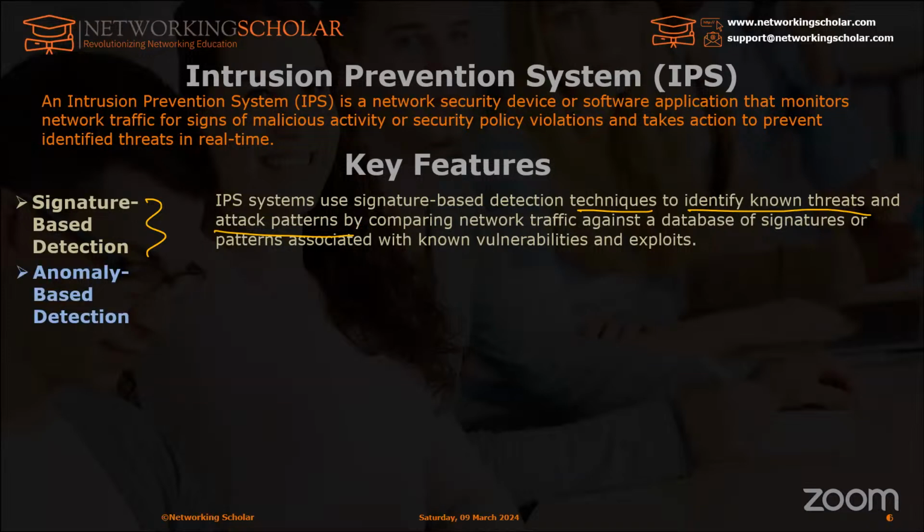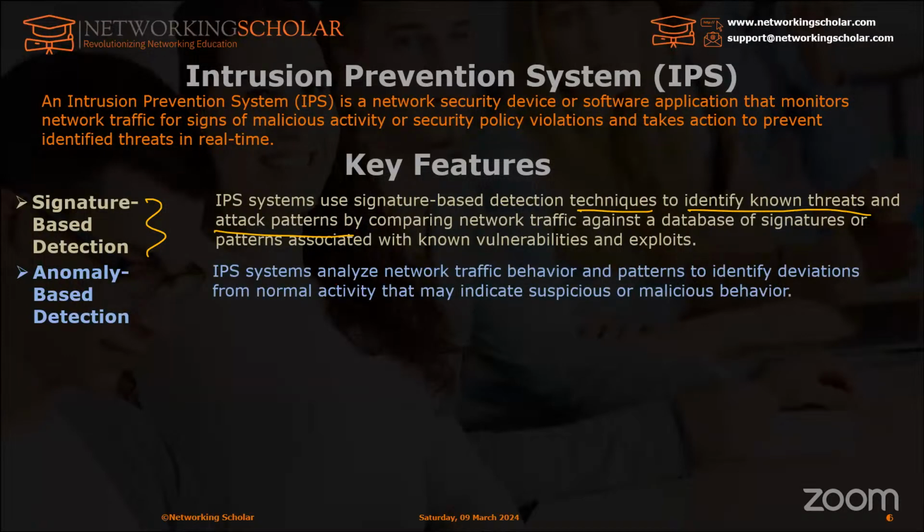Then anomaly based detection. Suppose the IPS system analyzes network traffic behavior and patterns to identify deviation from normal activity that indicates it is suspicious or malicious. Suppose you have installed an application, or you have a file, and suddenly it is trying to run a command prompt or some program, then it will check, because this is an anomaly. As per the condition we have configured for that particular file or network traffic, it will allow or block.